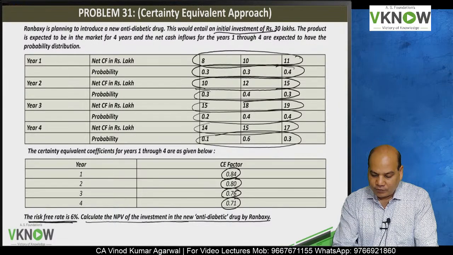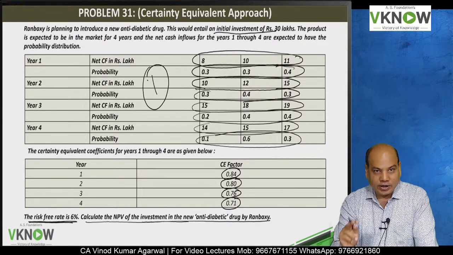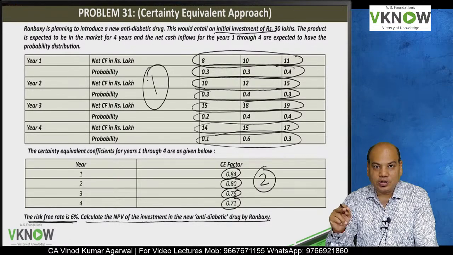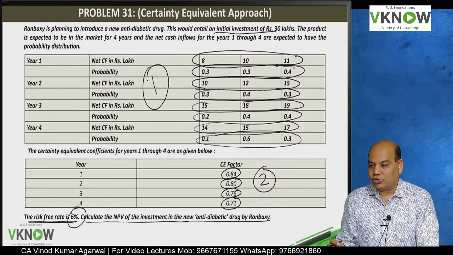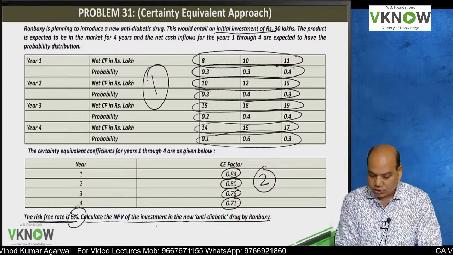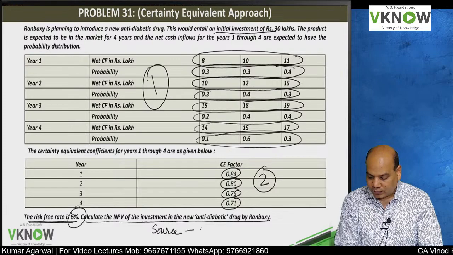My first step would be to find the expected cash flow. Second step, find the risk-free cash flow. And the third step would be to compute the NPV. Is it right? Source, write down: reference book.